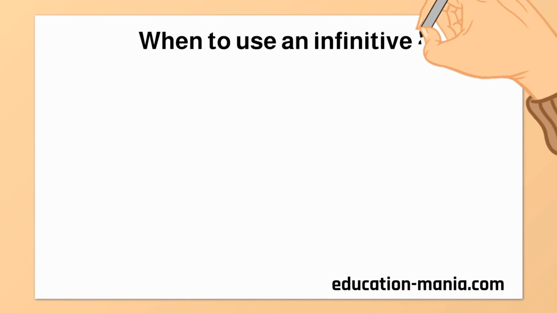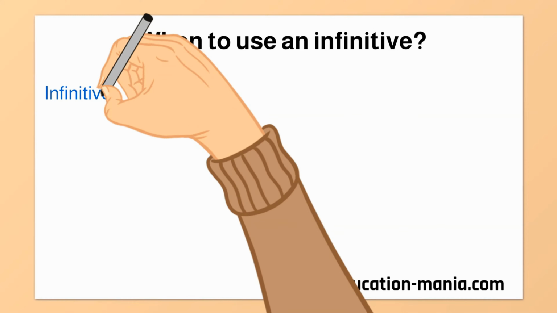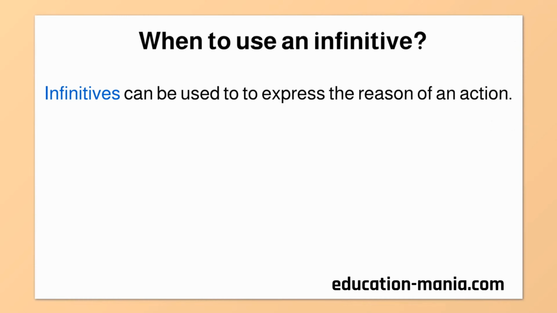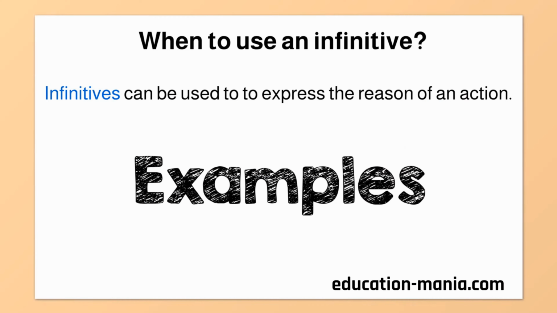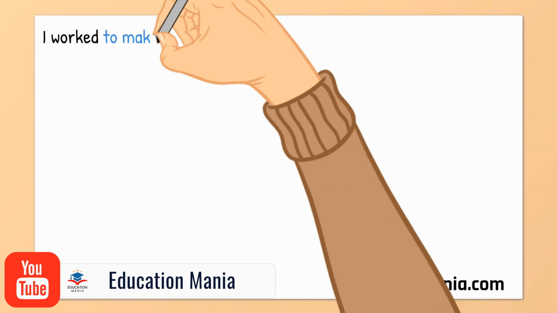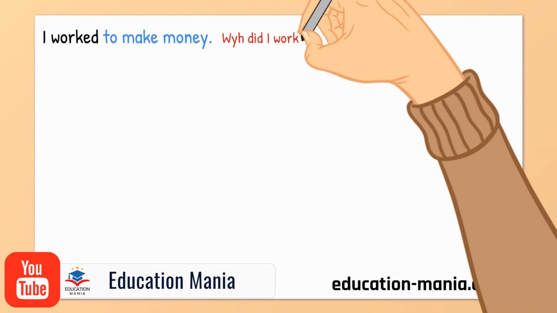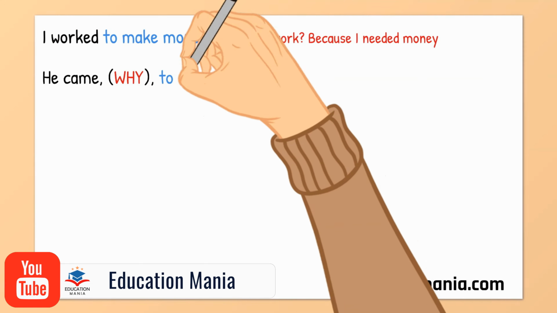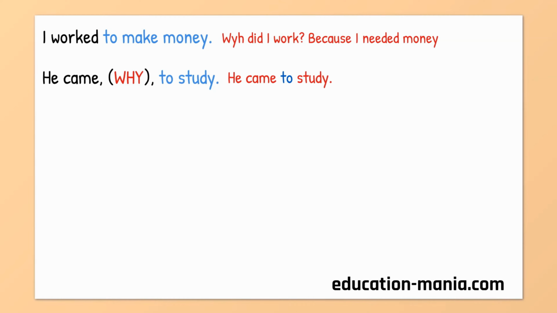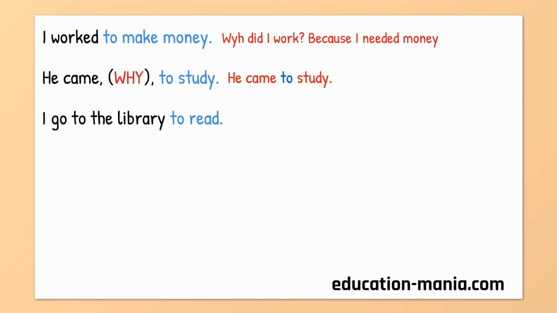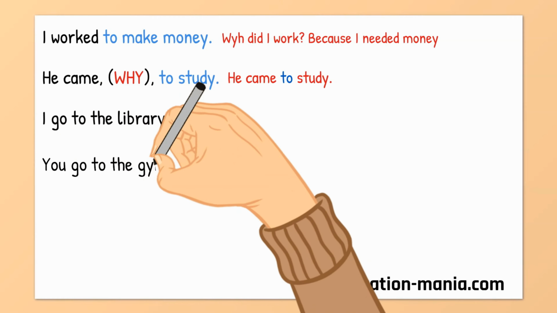When to use an infinitive. Infinitives can be used to express the reason of an action. Example: I worked to make money. He came to study. I go to the library to read. You go to the gym to work out.